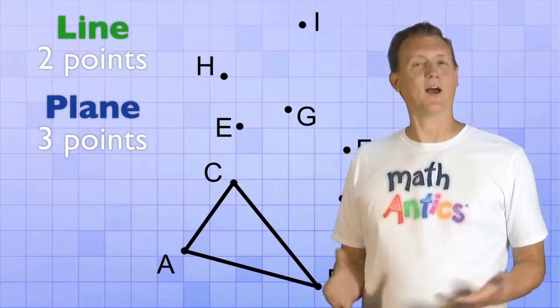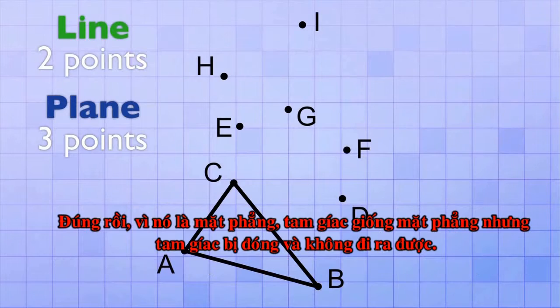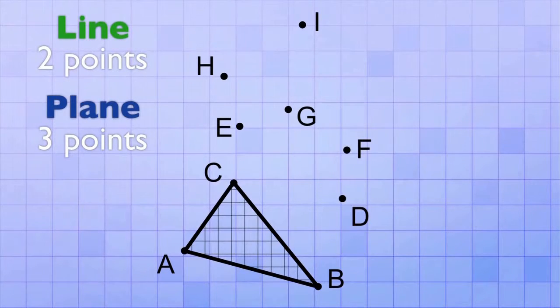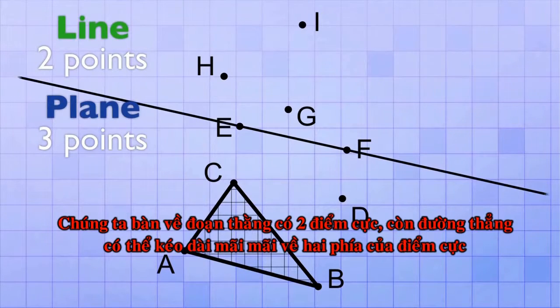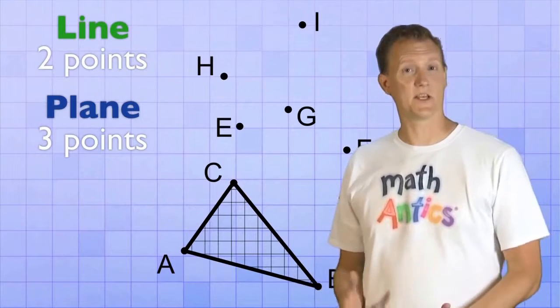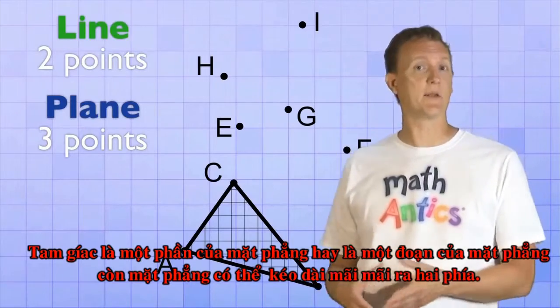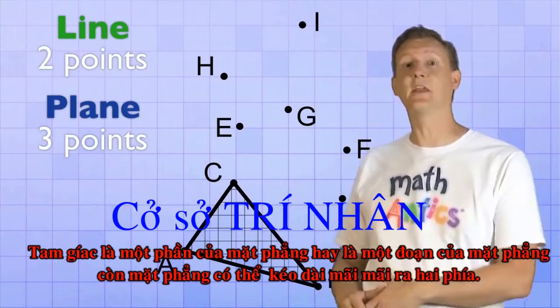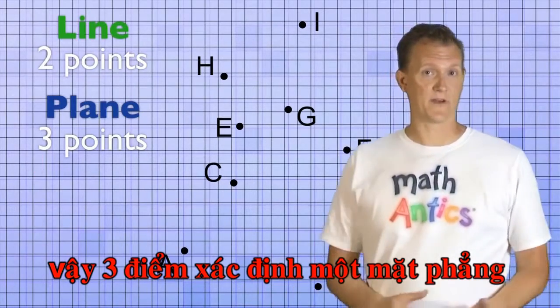Now you're probably thinking, wait, I thought we were supposed to get a plane, not a triangle. Well, because it is a flat surface, a triangle is a lot like a plane. But it has three edges. It stops and doesn't keep on going forever. When we were talking about lines, do you remember how a line segment had endpoints, but a true line kept on going forever? Well, it's kind of the same way with triangles and planes. You can think of a triangle as a smaller part or a segment of a plane, but the plane itself keeps on going forever. So three points is all it takes to define a plane.